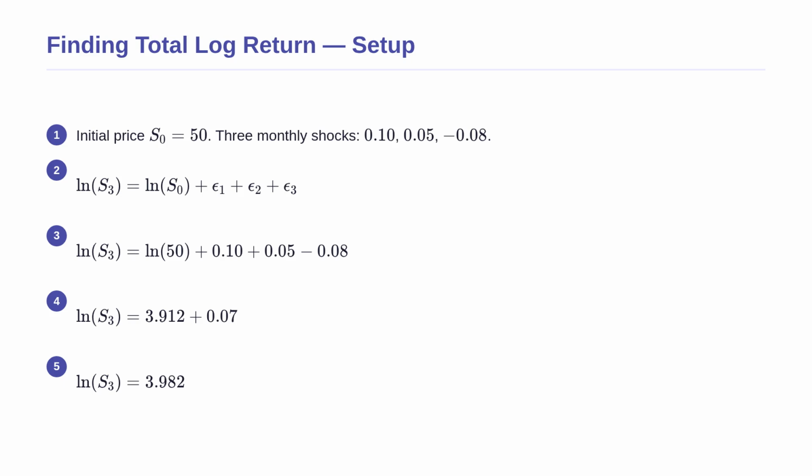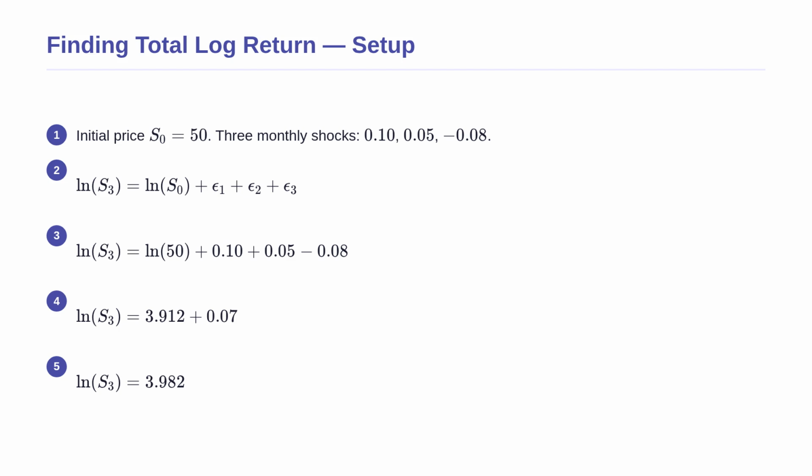An investor holds a stock for 3 months. The initial price is $50 and the monthly shocks are 0.10, 0.05 and negative 0.08. Instead of calculating month by month, we use the additive property of logarithms. We state our formula showing that the final log price equals the initial log price plus the sum of all shocks. We substitute our known values, placing 50 inside the natural log function.